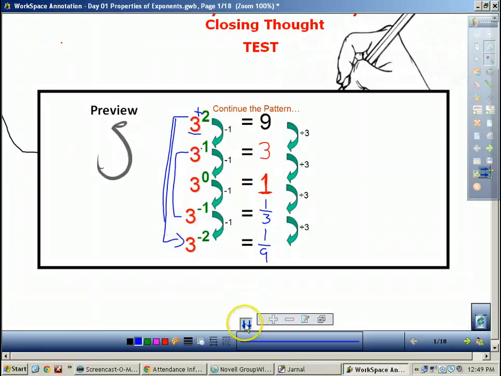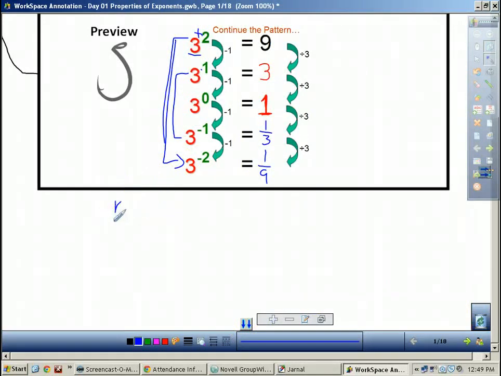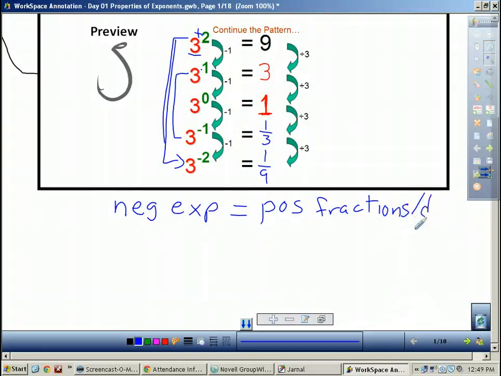So there's a big idea here, and that is that negative exponents equal positive fractions. Look at all the answers on the right here. They're all positive. It doesn't matter whether the exponent is positive or negative; the answers are positive fractions or decimals. So when you see negative exponents, we're not talking about negative numbers.